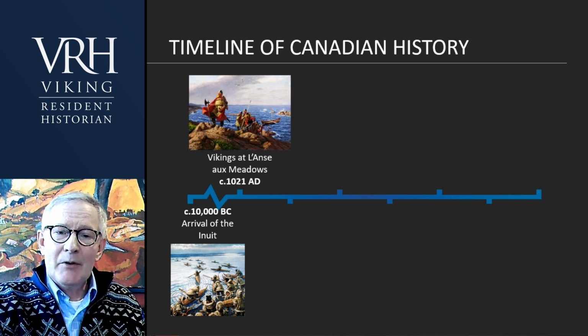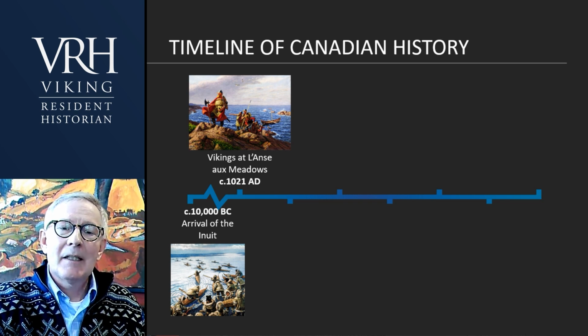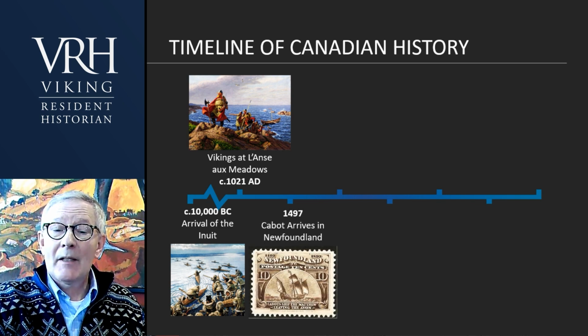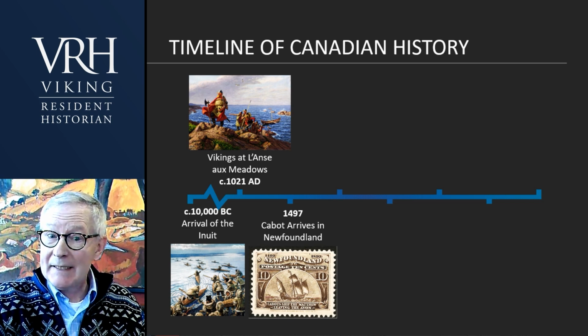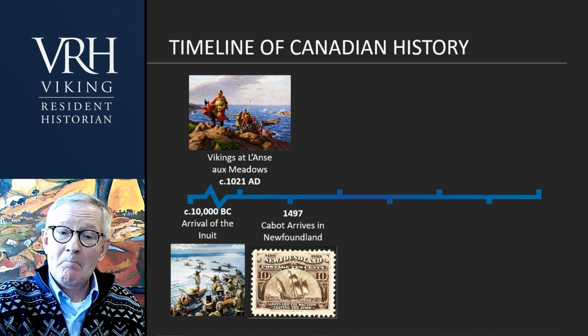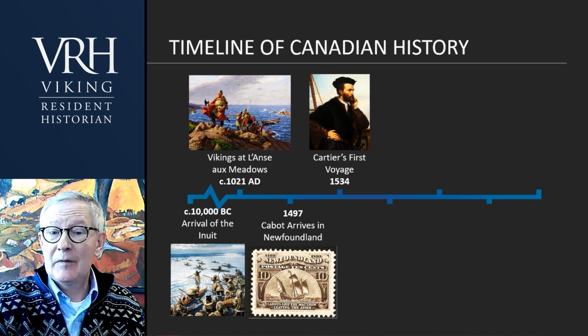Then the first Europeans came to North America with the Vikings, as I said, now dated to 1021 AD. The Vikings, headed by Leif Erikson, landed at the tip of Newfoundland and set up a settlement there that lasted for some years, the first European settlement in North America. Then the second one to arrive was Cabot, who actually arrived in 1497, sailing for England and discovered Newfoundland.